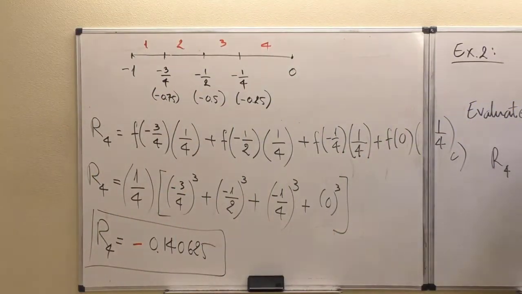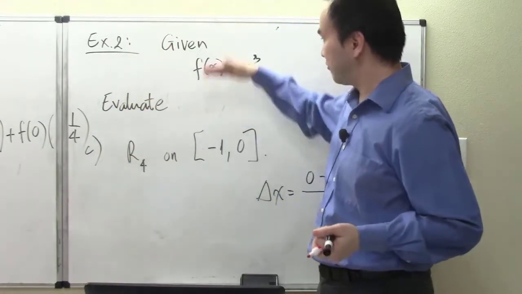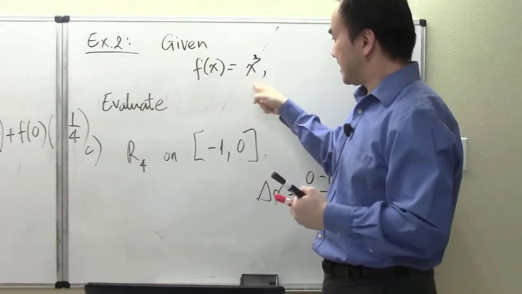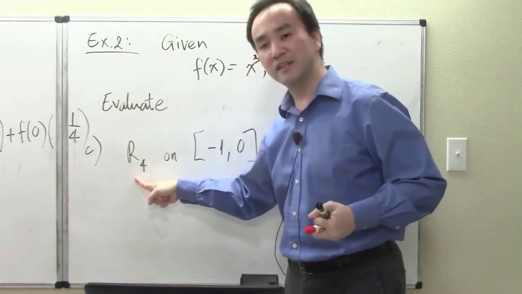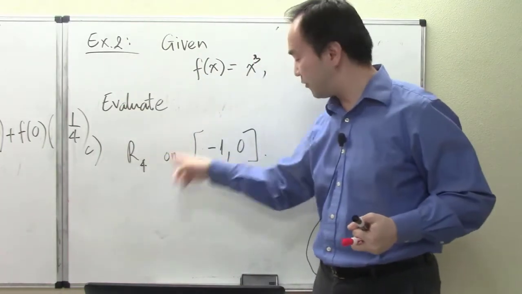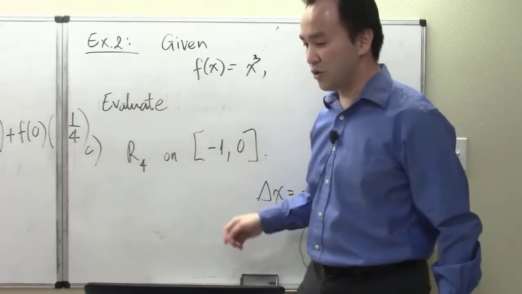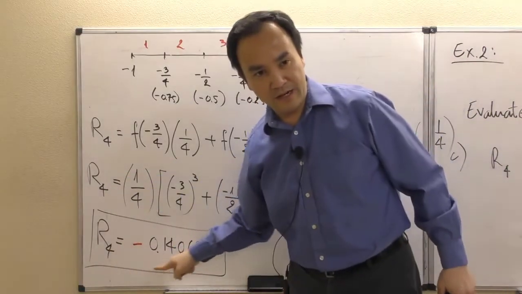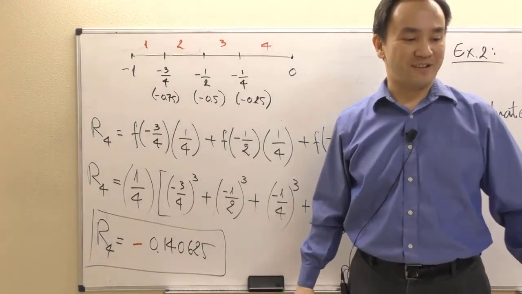The final answer to our problem for this particular question, with our given function being f of x equals x cubed. I was instructed in this question to find the right Riemann sum using 4 subintervals on this particular given interval. And so the work consequently came out being negative 0.140625.